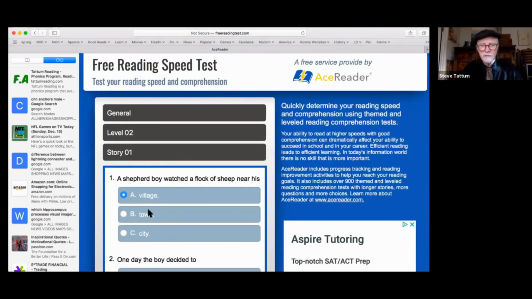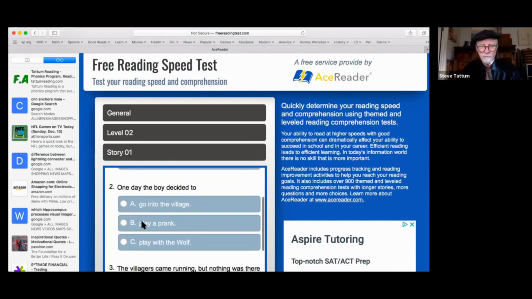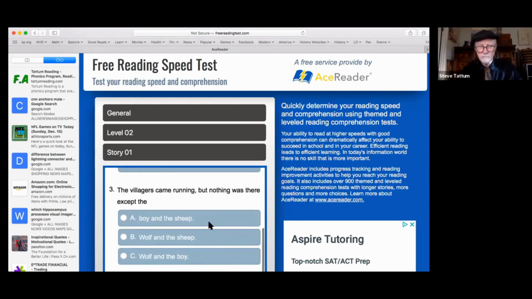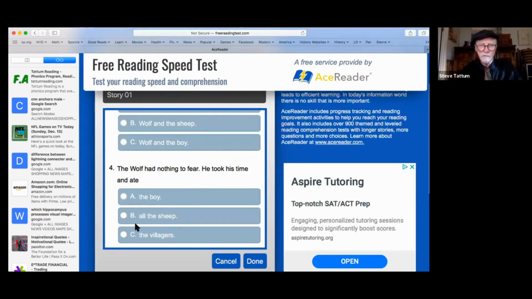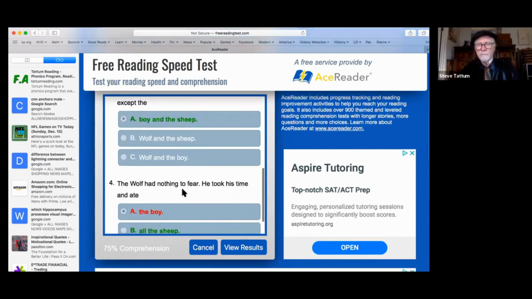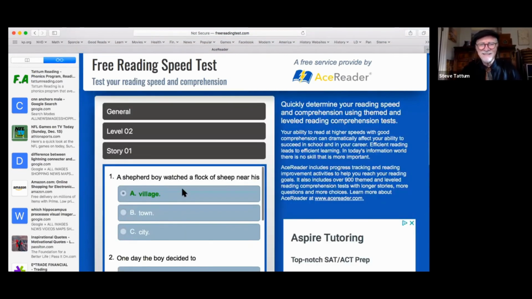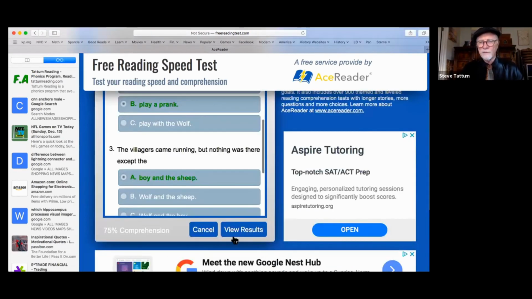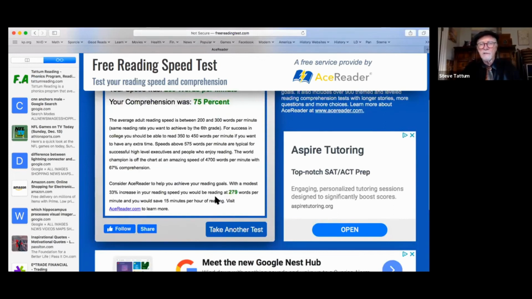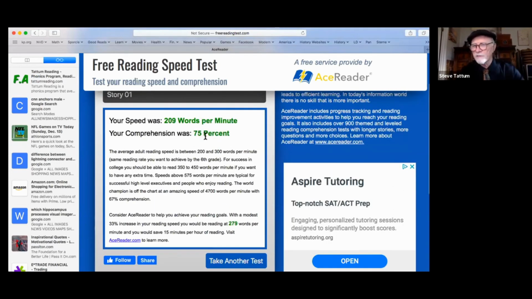I'm just going to randomly fill things in. And the wolf took his time and ate. Good boy. All right, done. Okay, so I check. Oh, he ate the boy. Okay. No, the sheep. All right, so now that I've done that, I view results, and it tells me you got 209 words per minute and 75% comprehension.